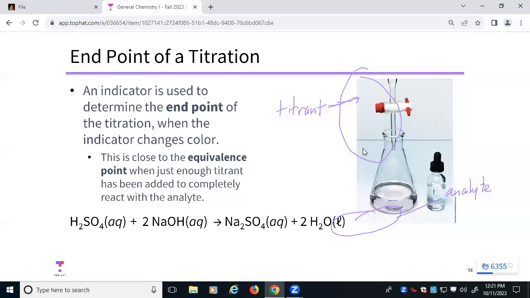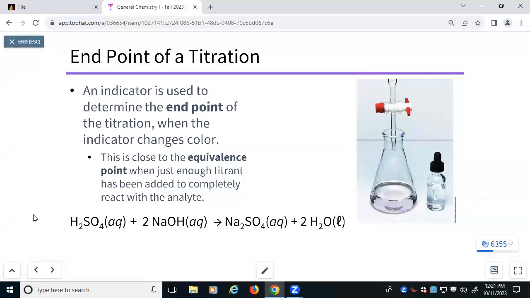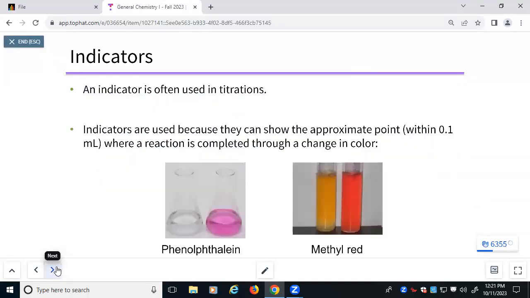The problem with that is that it's incredibly hard to detect, which is why we use indicators and why we search for endpoints to try to help us estimate what that equivalence point is. Now, the good news for us is that if we use the proper indicator, those indicators are actually pretty reactive and can do a really good job of honing in on that equivalence point. So if I choose a good indicator, one that changes color around the time where that equivalence point would be reached, they can be accurate within about 1/10 of a milliliter.